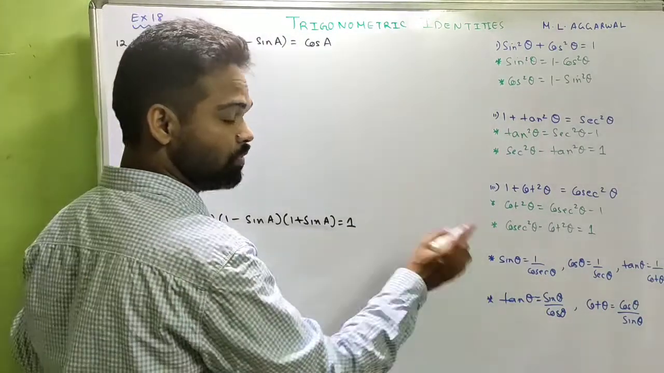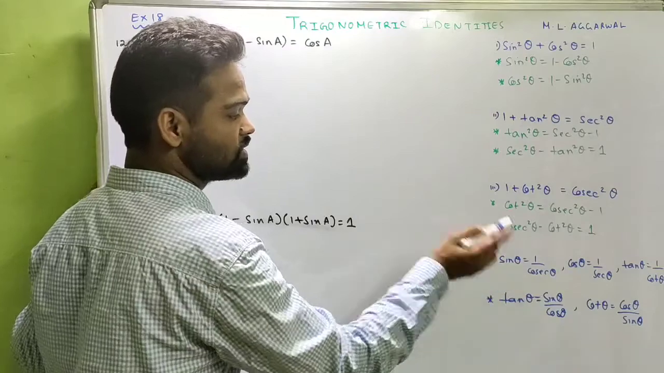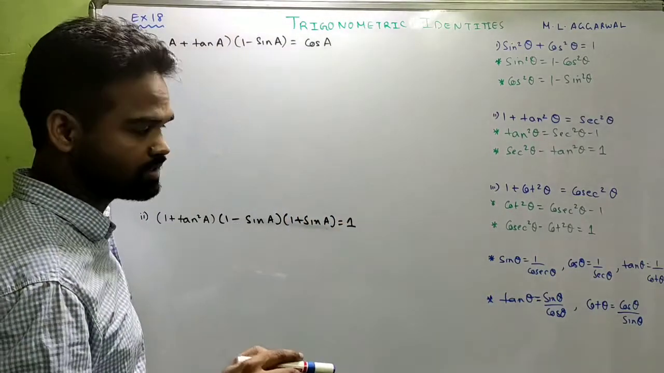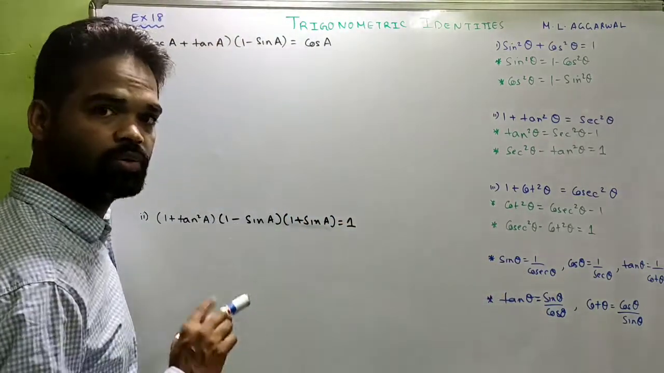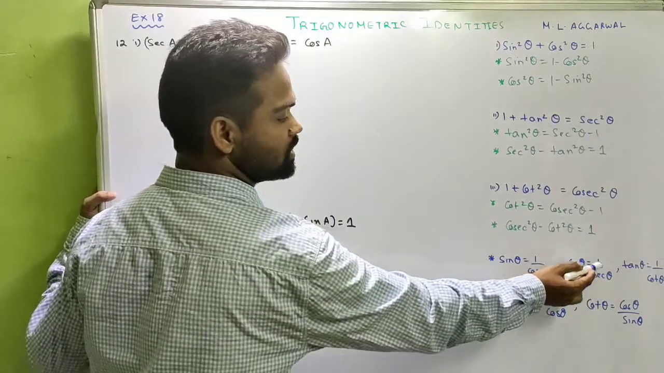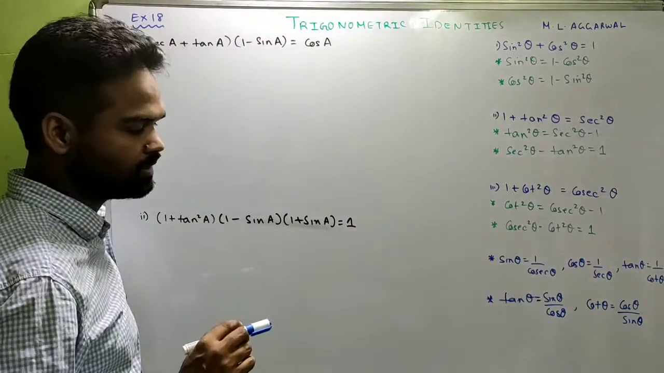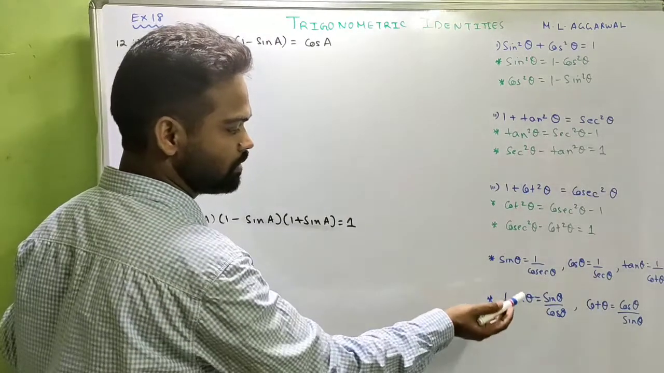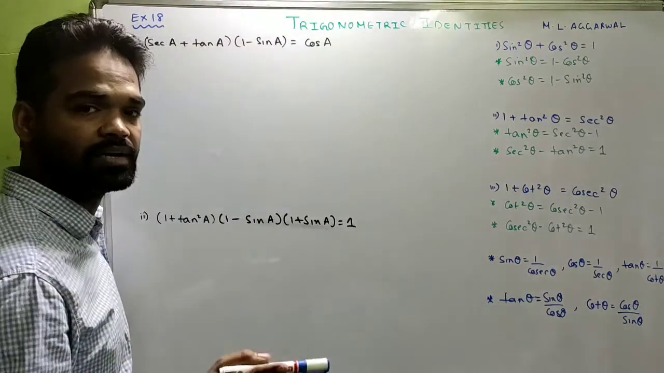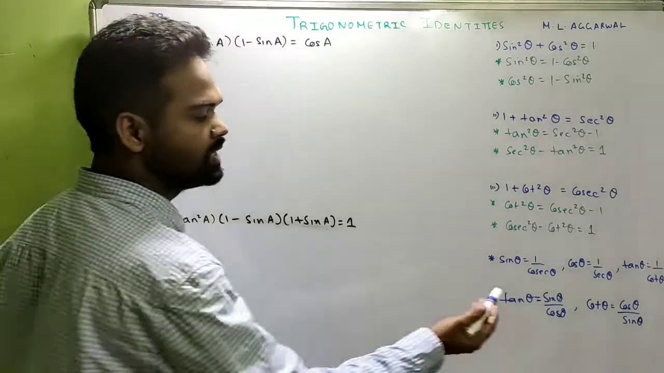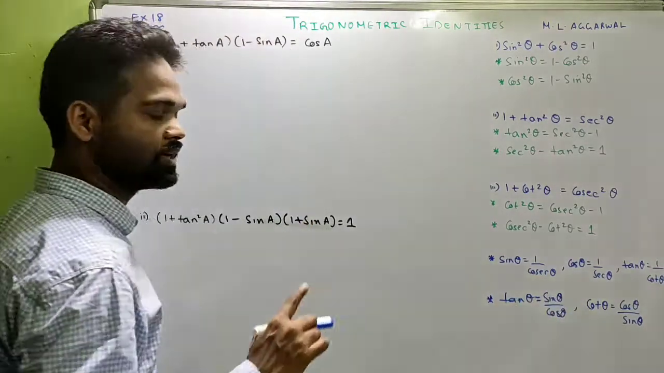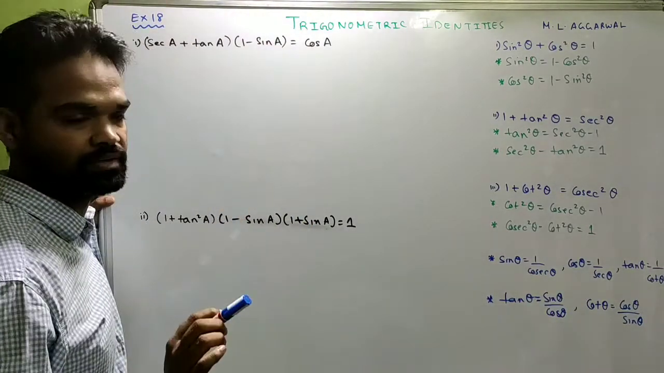Then we had reciprocal relationship, which means sine theta is 1 by cosec theta because sine and cosec are reciprocal to each other. Similarly, cos theta is 1 by sec theta and tan theta is 1 by cot theta. Then we had quotient, that is tan theta can be written as sine theta by cos theta. Similarly, cot theta can be written as cos theta by sine theta.